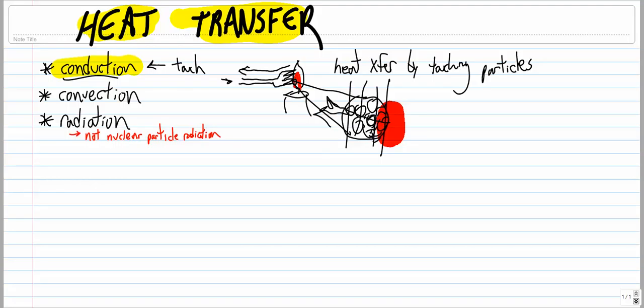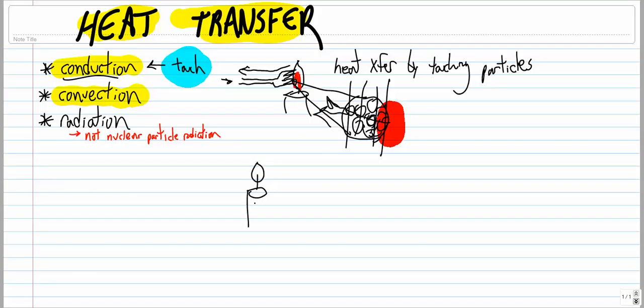Pretty simple. So when you're taking this mastery quiz, the key word that you should be thinking of is touch. If two things are touching each other, then it's probably going to be conduction. Okay, next up, who do we have? We have convection. Okay, so let's go back to my candle drawing again.